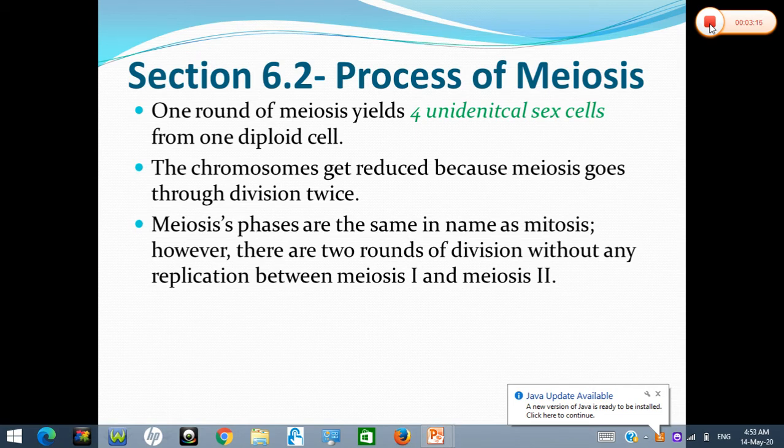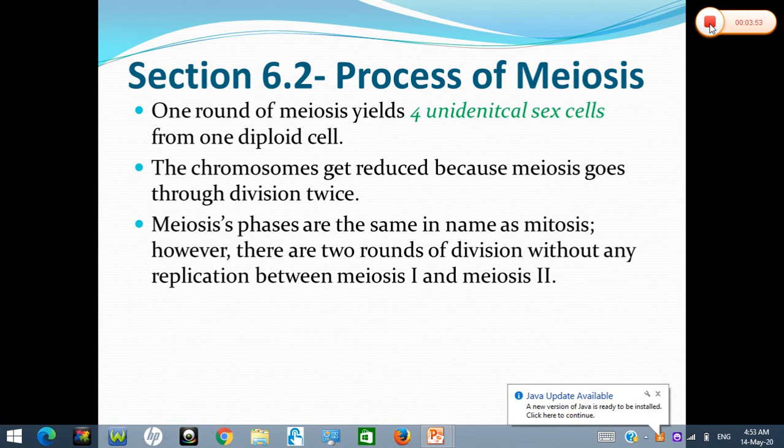Germ cells with 46 chromosomes develop into gametes through meiosis. What is the meaning of gametes? Gametes means, in the case of male, sperm, and in the case of female, egg or ovum. Meiosis division reduces the number of chromosomes. Okay? Again, meiosis division reduces the number of chromosomes.